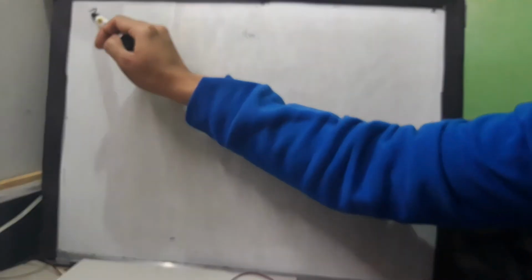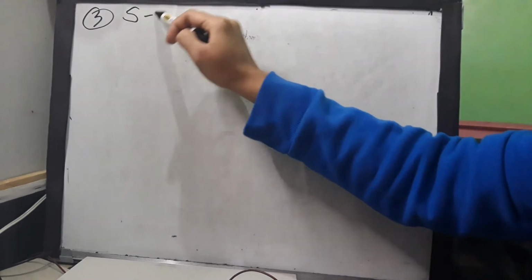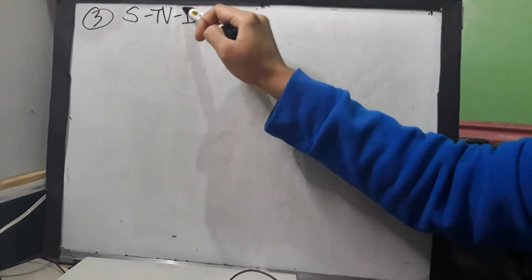Okay, so we are now on part 8 on the discussions of your 5 basic sentence patterns, and let's now proceed with the third sentence pattern, which is your S, TV, IO, DO.